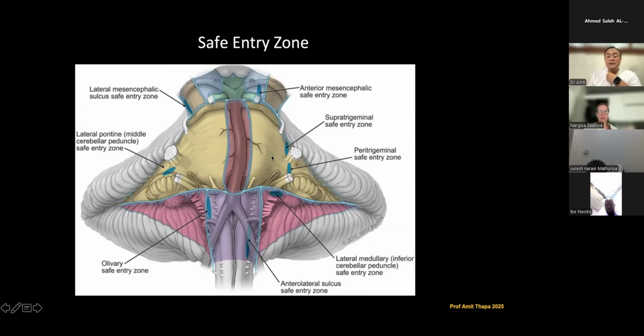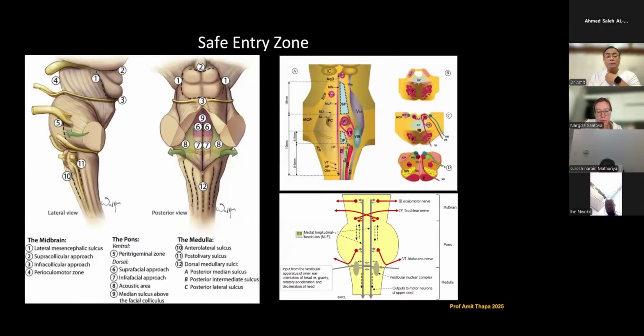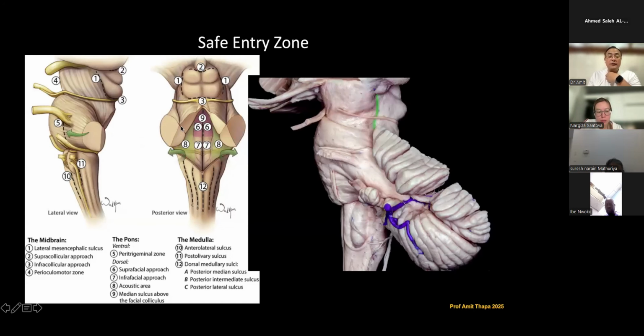In the pons, it is very difficult. It is only possible in the supratrigeminal or peritrigeminal entry zone areas. And in the medulla, they are in the anterolateral sulcus, the lateral medulla, or from the floor of the fourth ventricle. So one by one, in the midbrain, it is the lateral mesencephalic sulcus. As you can see from the lateral aspect, this can attack the tumor from the front as well as the part which is extending into the back.